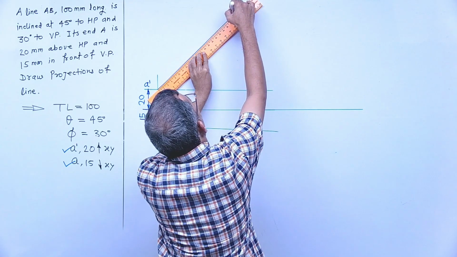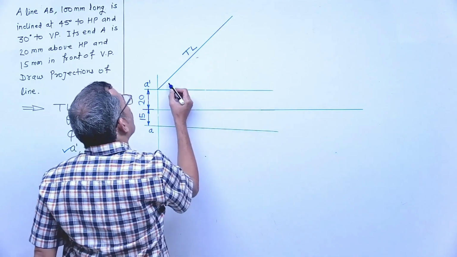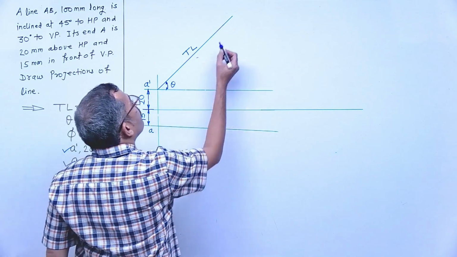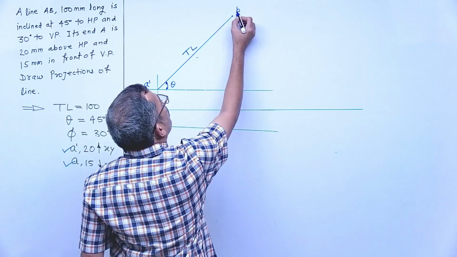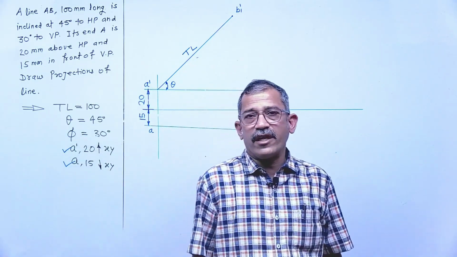This one is my true length. True length in front view. Inclined at what angle? Theta. The name of the end point in front view is represented by what? B1 dash. If the line is AB, then the true length in front view is A dash B1 dash.